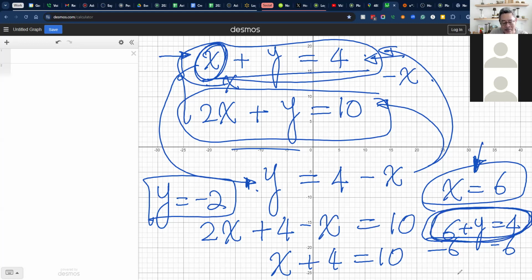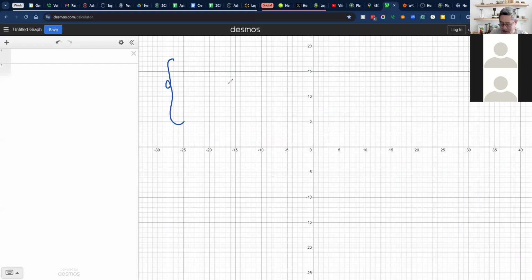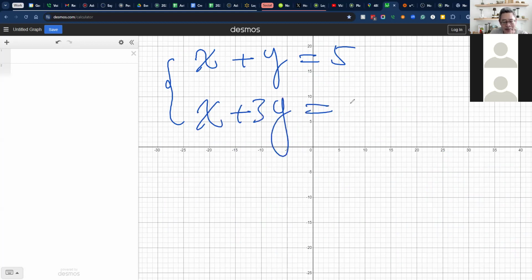Good. Yep. That's how we figure out what y is. All right, let's practice on one. Make something simple. x plus y equals 5. Then we got x plus 3y equals 10, and see what you got.